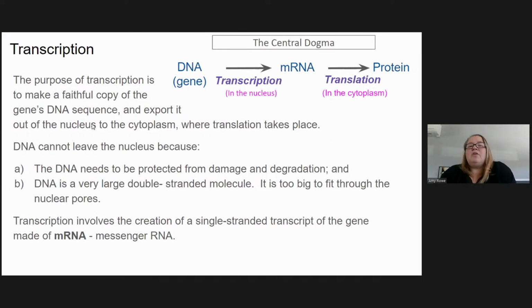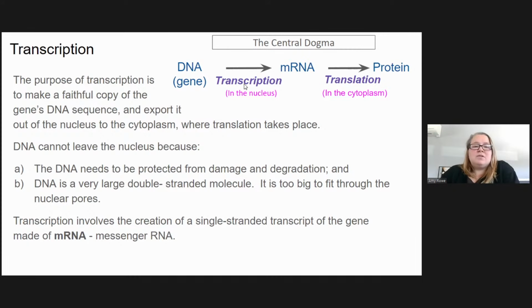Up here in the top right-hand corner, this should look familiar to you, which is the central dogma of molecular biology: a gene or DNA is transcribed into mRNA, or messenger RNA, and that messenger RNA is then translated in the cytoplasm into a protein. They used to say one gene, one mRNA, and one protein. Molecular biologists will now tell you that that's not quite true. But the general idea is that we start with DNA, it is transcribed into mRNA, and then translated into a protein.